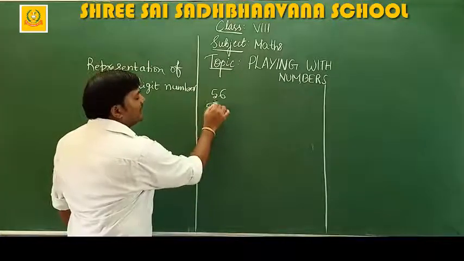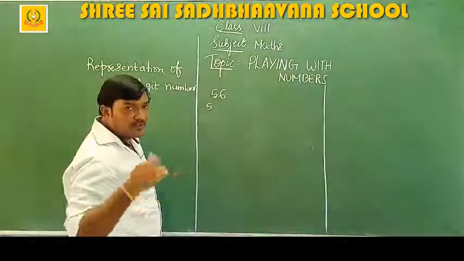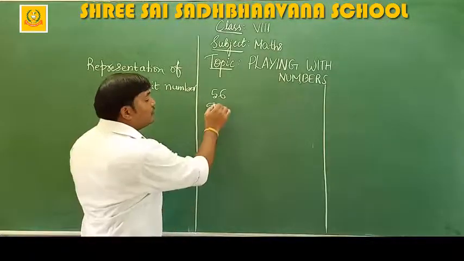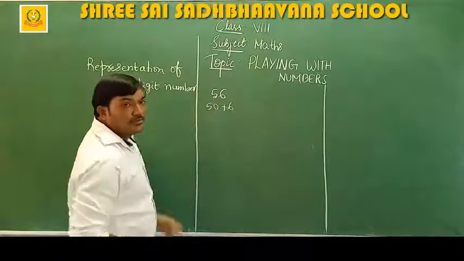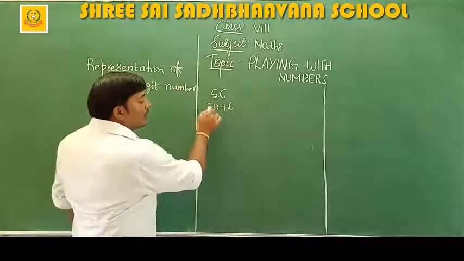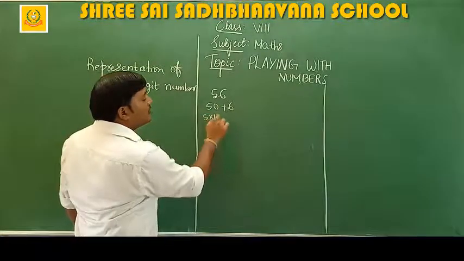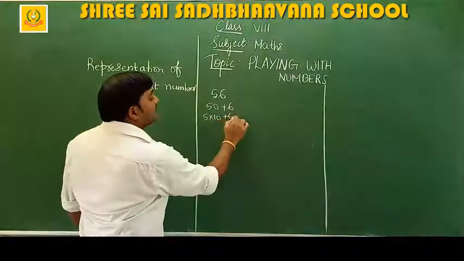See here, 56. By saying only this, it is 56. So 50 is added to 6. That is why it is 56. Isn't it? So can I write this 50 as 5 into 10? And can I write this 6 as 6 into 1?